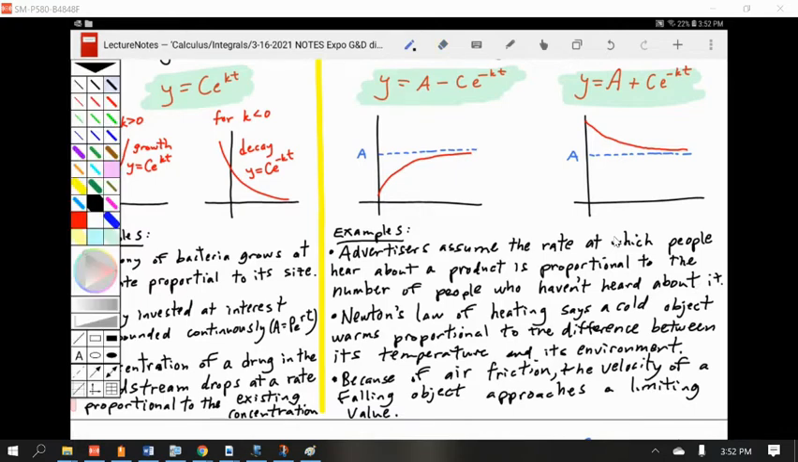Newton's law of cooling, also Newton's law of heating. I mentioned both of them earlier. It says that a cold object will warm proportional to the difference between its temperature and its environment. Because of air friction, the velocity of a falling object approaches a limiting value.